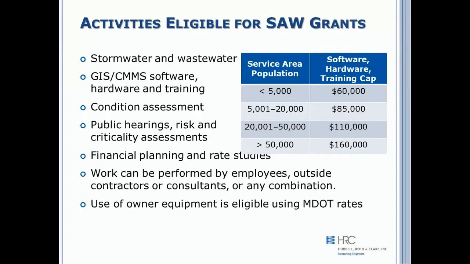So to go again over what activities are eligible for SAW grants. Stormwater or wastewater assets, whether they be combined sewers, wastewater collection systems, treatment facilities, or stormwater systems are eligible. You can pay for GIS or CMMS software, hardware, and training. There are caps to that one portion of eligible cost, which is shown on the slide here, based on service area population. There are various caps for your software, hardware, and training. For example, if your community is 25,000 people, your cap is $110,000.